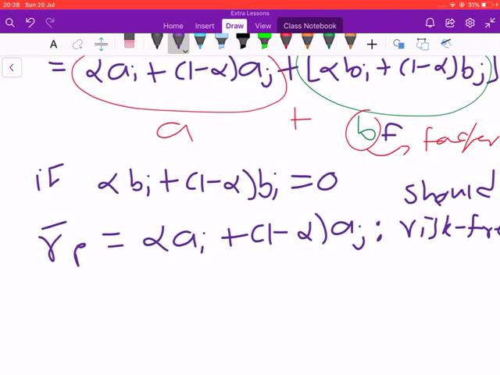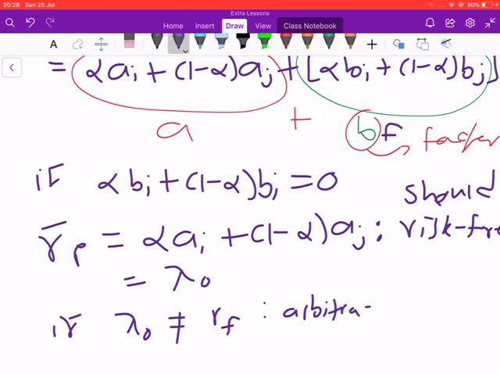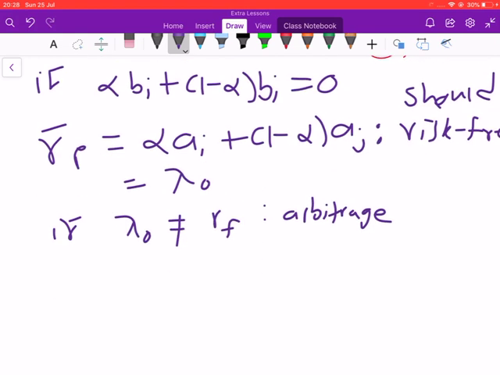So you can give it a name and say lambda 0, right? If lambda 0 is not equal to the risk-free return, then there is an arbitrage. And if there's an arbitrage opportunity, you can take advantage of it, right?